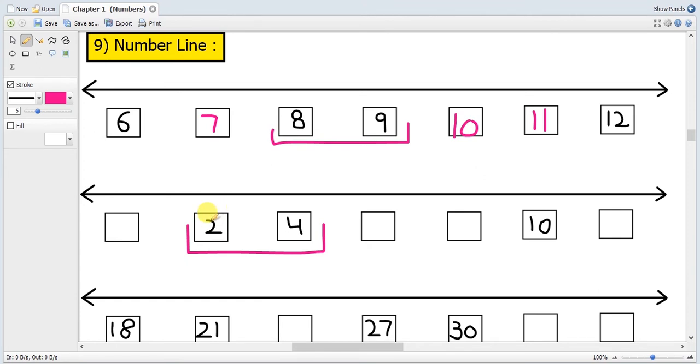Now after 2 there is a 3, we have to skip 3, and after that there is a 4. So we have to make 2 jumps. After 2 there is a 3, and after 3 there is a 4, right? So it is a skipping of 2.